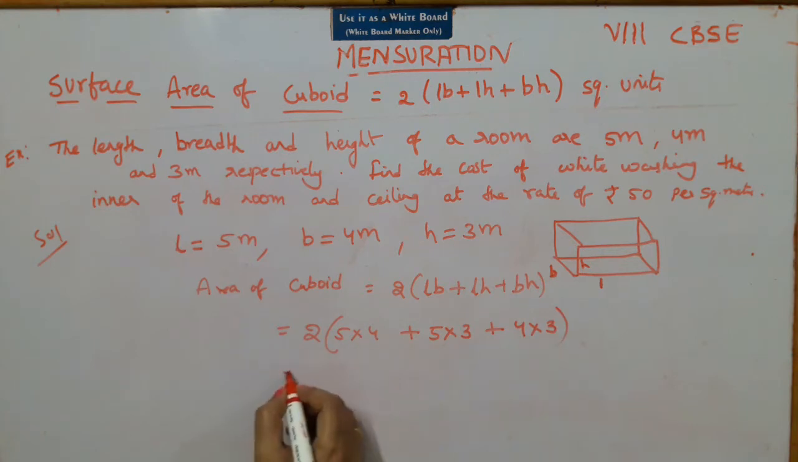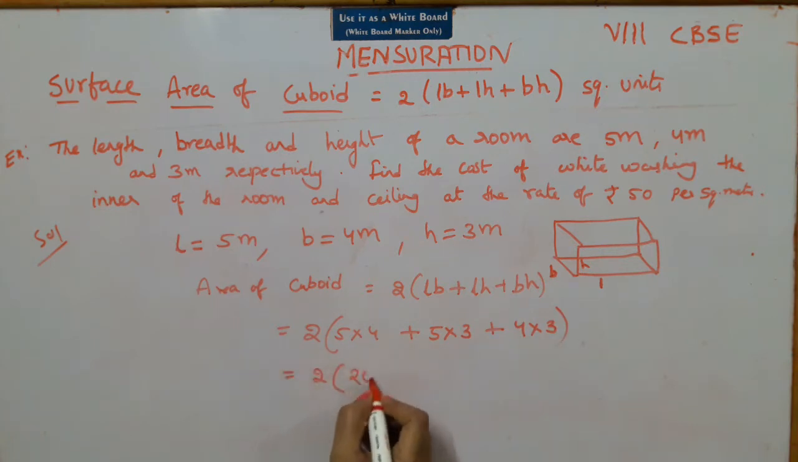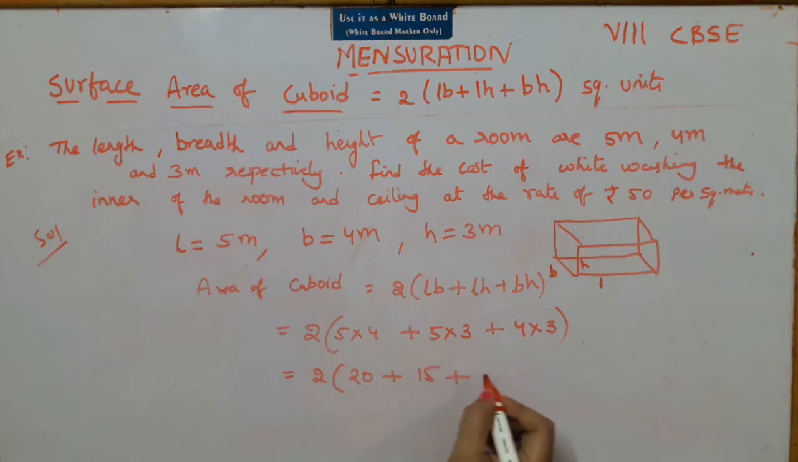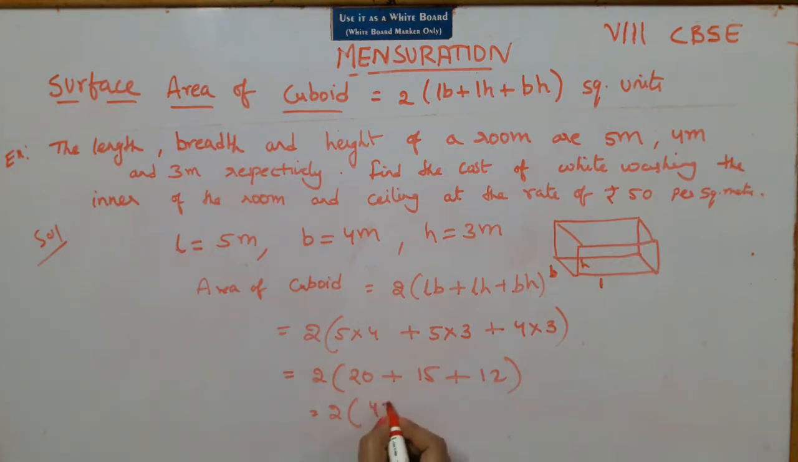So 5 4s are 20, 5 3s are 15, 4 3s are 12. 2 into 20 plus 15 is 35, plus 12, 47. Two 47s: 2 7s are 14, 2 4s are 8, 94. So the area of the cuboid is 94 meter square.